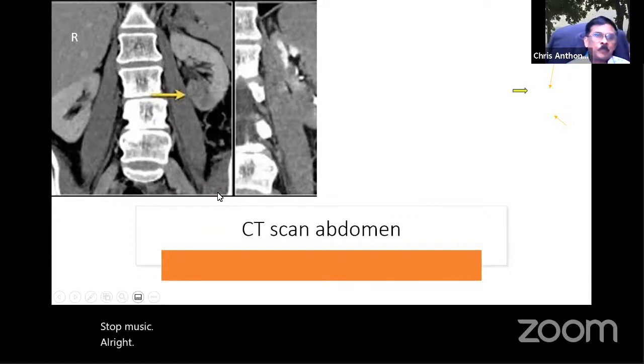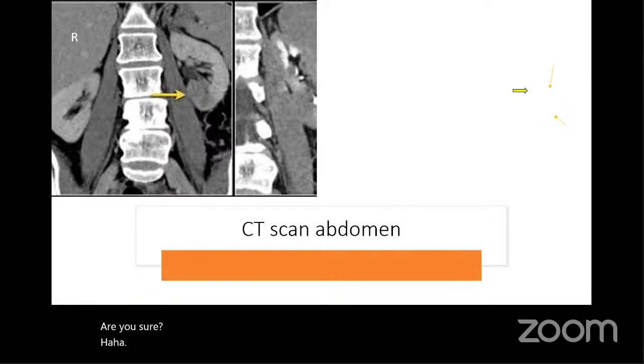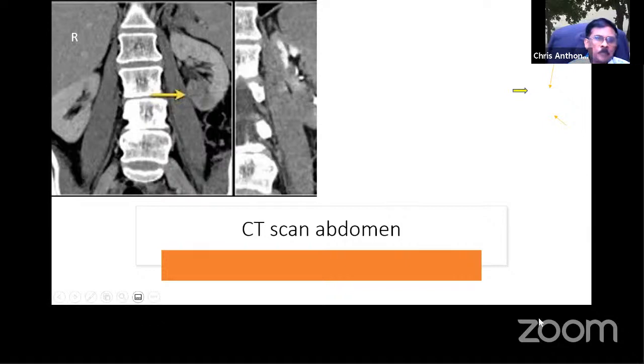Kavita, what do you see on this? This is the right side. What do you see on this CT scan of the kidney? There is like a loss of intervertebral disc between the vertebra.